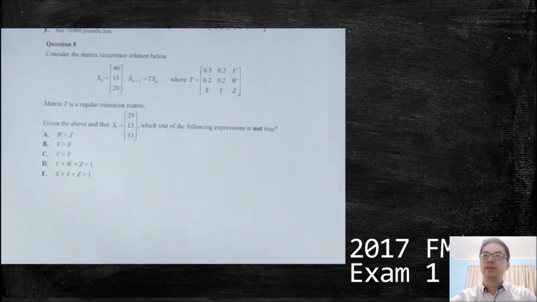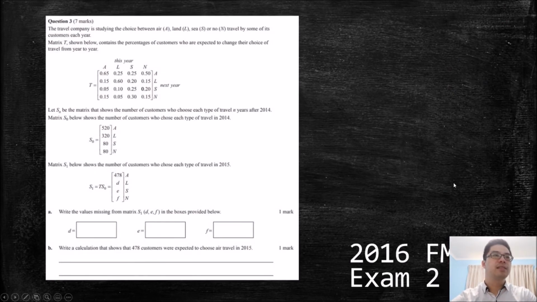Okay, moving on. So here we've got 2016 Further Maths Exam 2. So this was the short answers. A travel company is studying the choice between A, L, S, and N by some of its customers. You've got a transition matrix here, you've got an initial state matrix, and the question is asking you to find D, E, and F. We'll have a look at a short video.